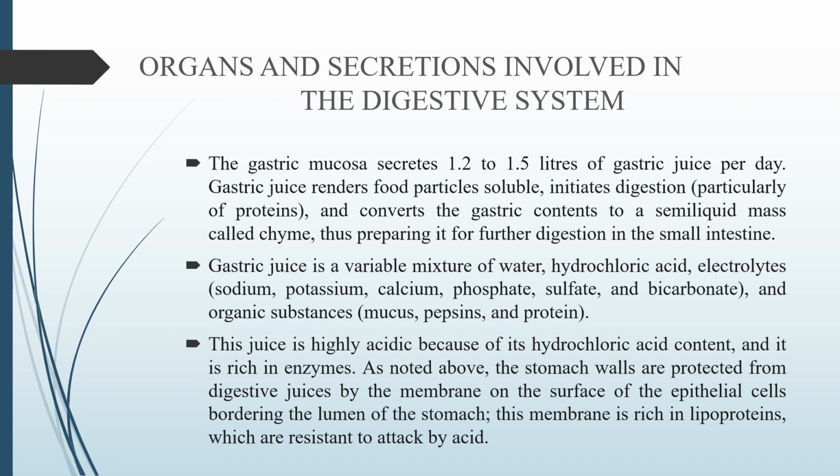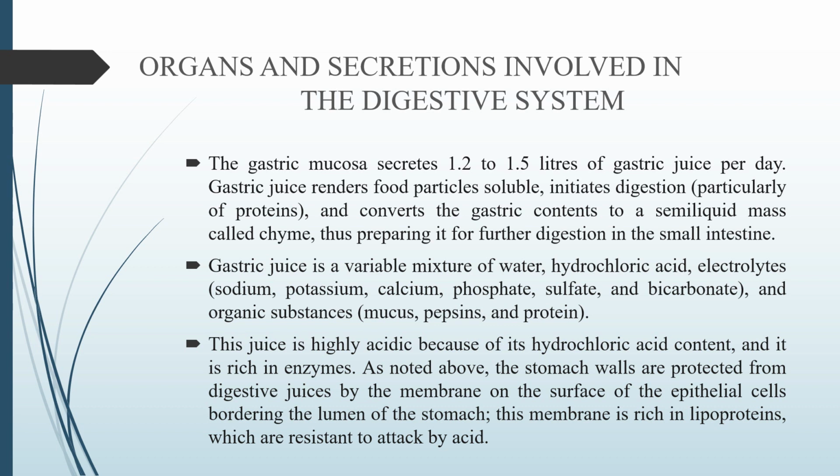Organs and secretions involved in the digestive system. The gastric mucosa secretes 1.2 to 1.5 liters of gastric juice per day. Gastric juice renders food particles soluble, initiates digestion and converts the gastric content to a semi-solid mass called chyme, thus preparing it for further digestion in the small intestine.